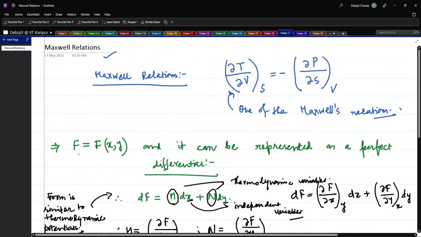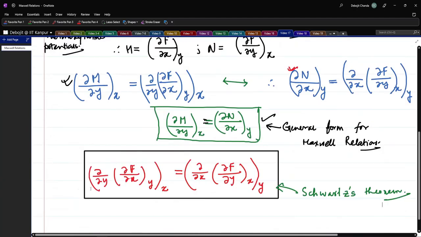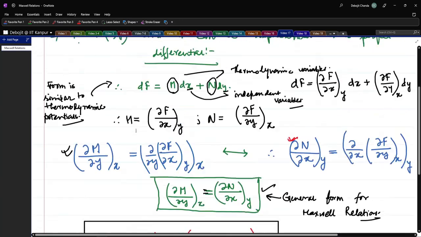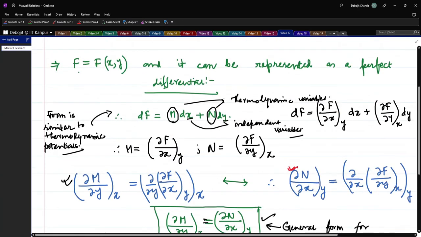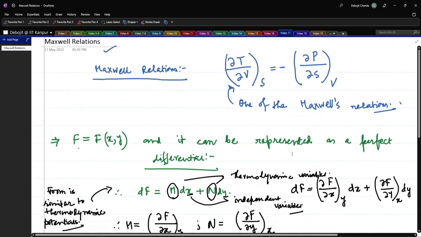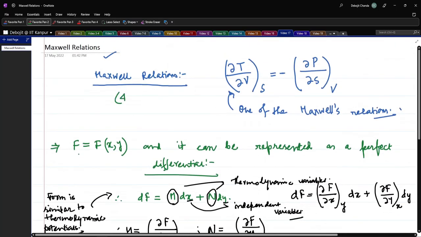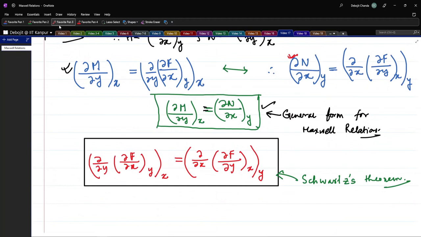So now that we have the basic foundation, let us derive the Maxwell relations. As we have discussed here, this F that we considered has a form like the differential form of a thermodynamic potential. So from each thermodynamic potential, we'll obtain one Maxwell relation. So there will be a total of four relations. Let us derive them one by one.